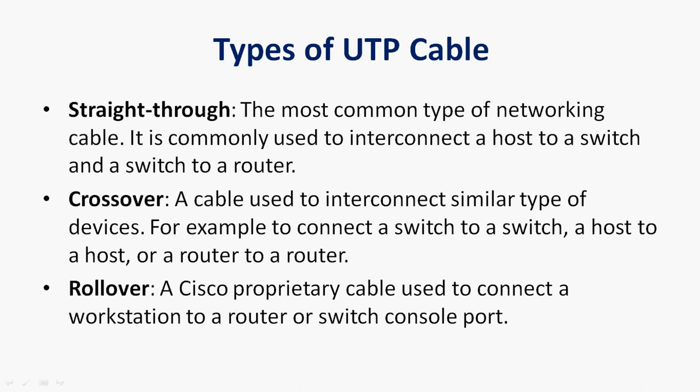Now we will see types of UTP cable. We have straight-through, crossover, and rollover. First one is straight-through, the most common type of networking cable. It is commonly used to interconnect a host to a switch and a switch to a router. Next is crossover, a cable used to interconnect similar types of devices, for example, to connect a switch to a switch, a host to a host, or a router to a router. And rollover cable, a Cisco proprietary cable used to connect a workstation to a router or a switch console port.